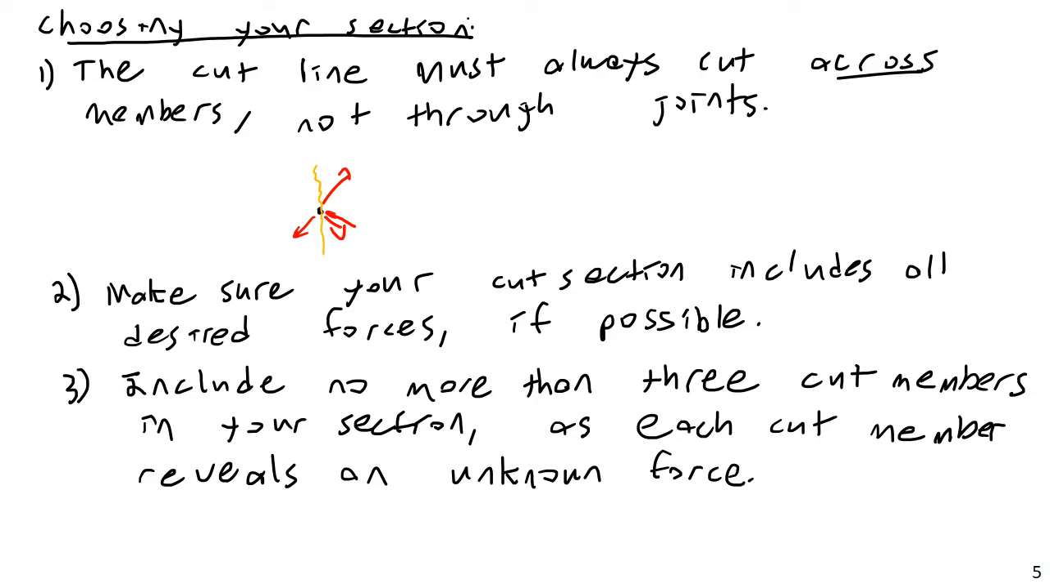Because remember, we're only going to have 3 equations of equilibrium. So if we cut across more than 3 members, we're going to have more than 3 unknowns, and that's going to be a problem. We have sum of forces x, sum of forces y, and sum of moments. Although sometimes we can get away with summing moments multiple times, we can never solve for more than 3 unknowns. That's fundamentally impossible, at least on a single free body diagram.